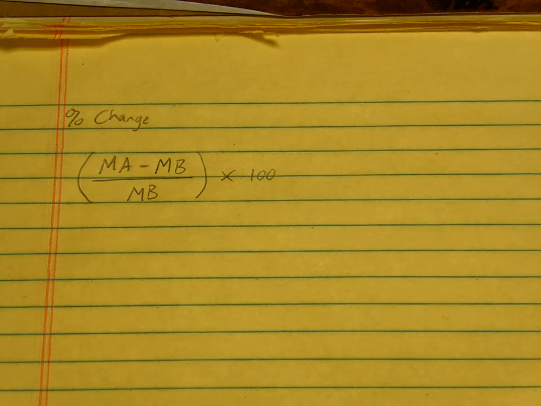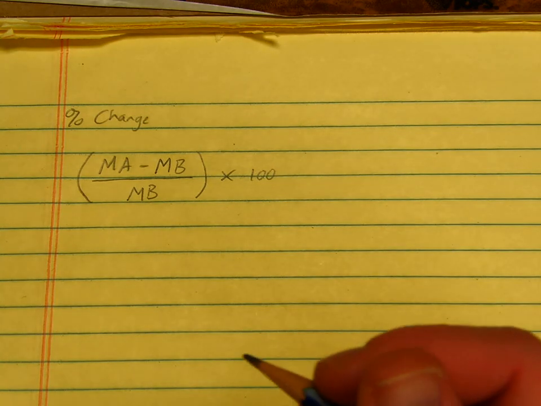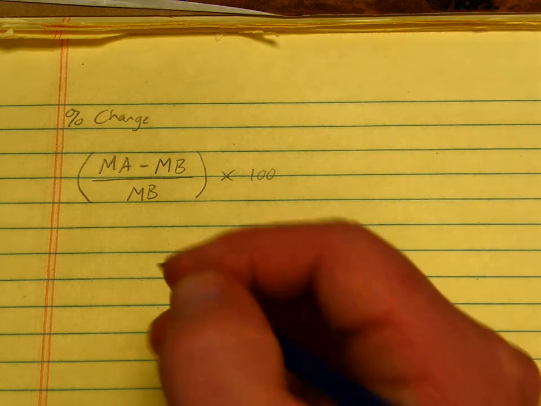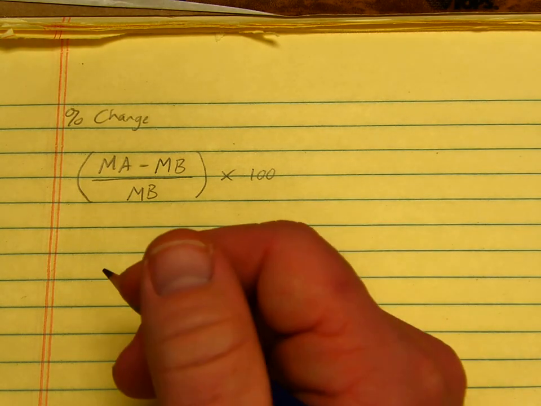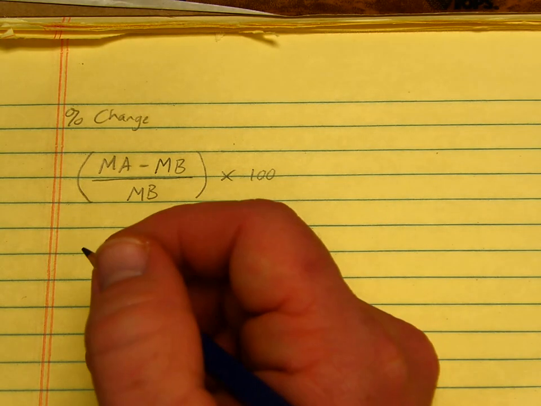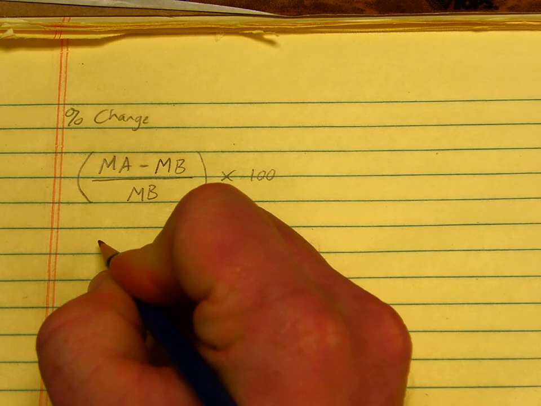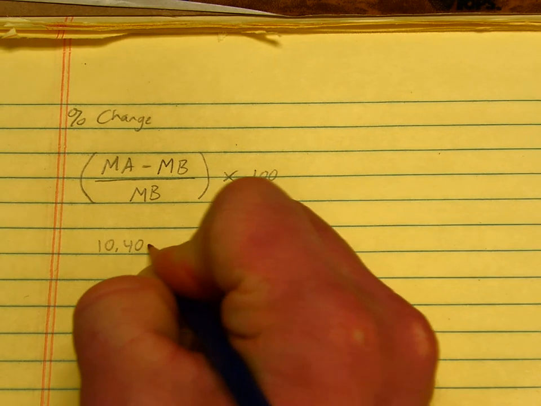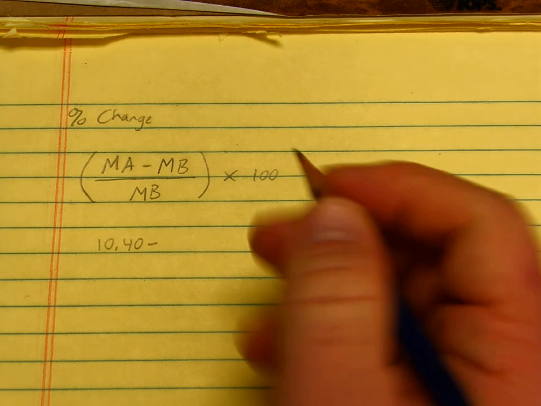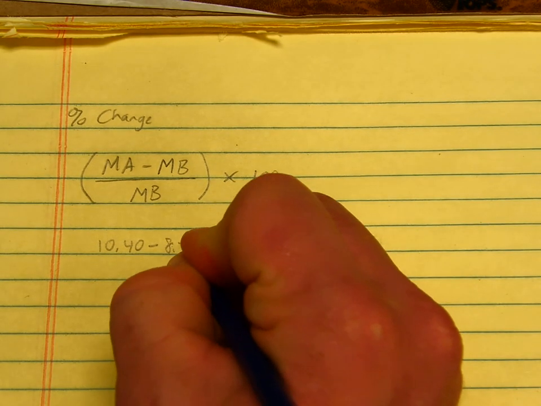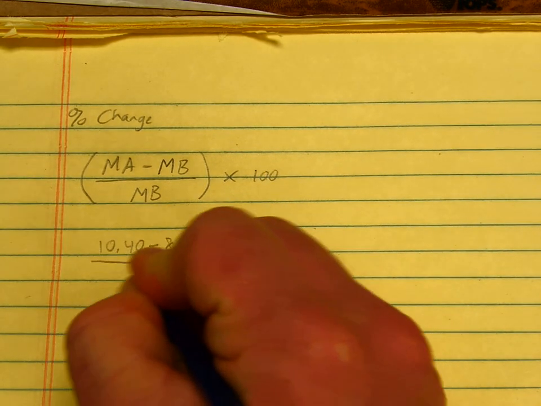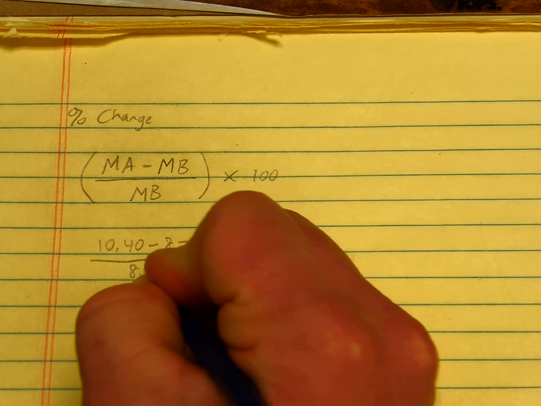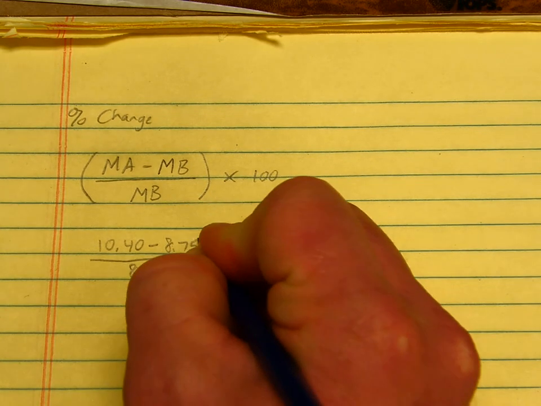So let's just go with B from the homeostasis lab. I've got the mass after. The mass after in this case is 10.40. The mass before was 8.75, divided by 8.75.